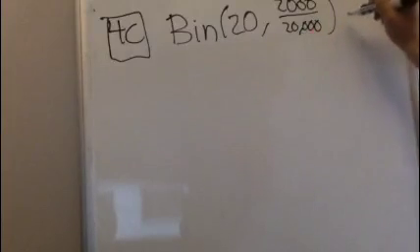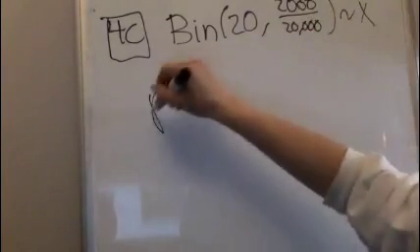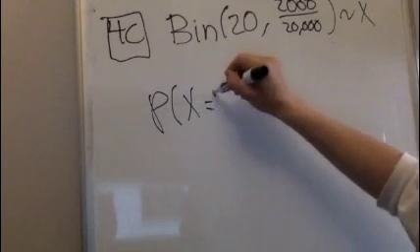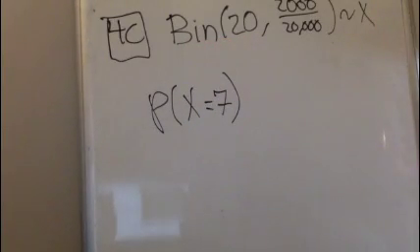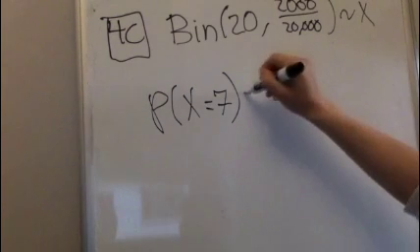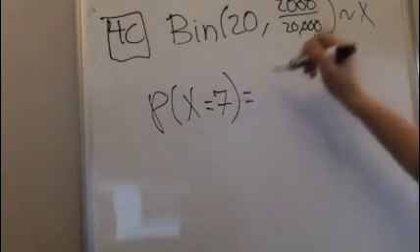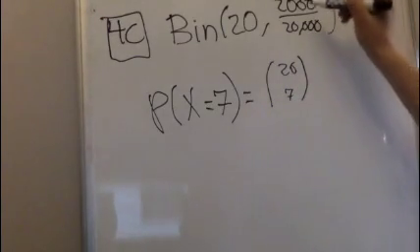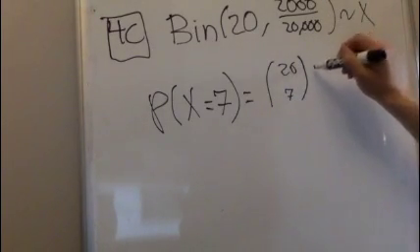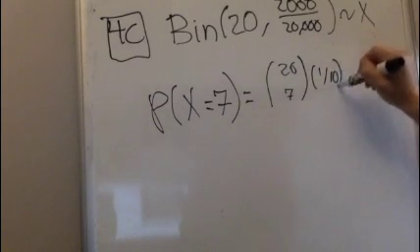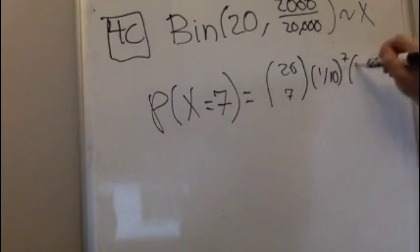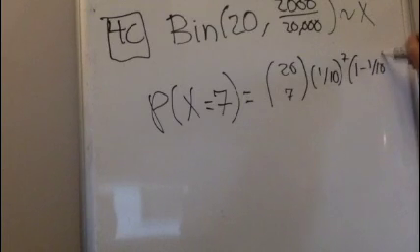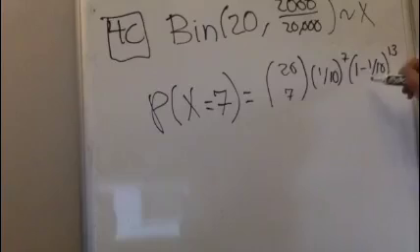So we can call this X. And if you remember the formula for the binomial distribution, it's n choose x times probability. Let's simplify this to 1/10 to the 7th, and then 1 minus 1/10 to the 20 minus 7, which is 13. This is probability of drawing 13 others.